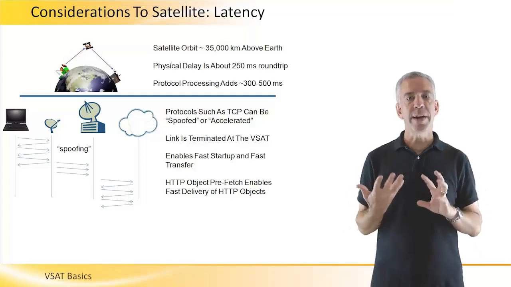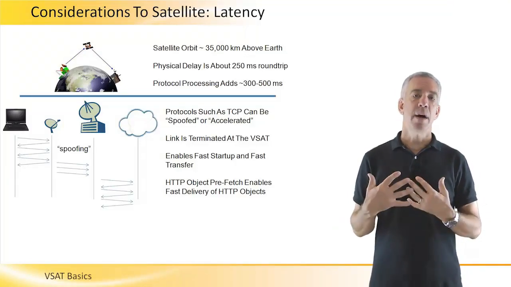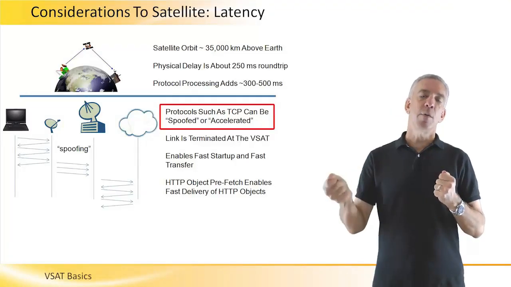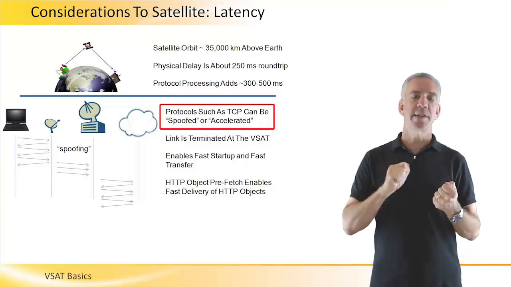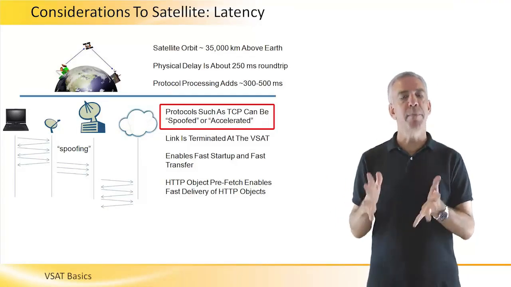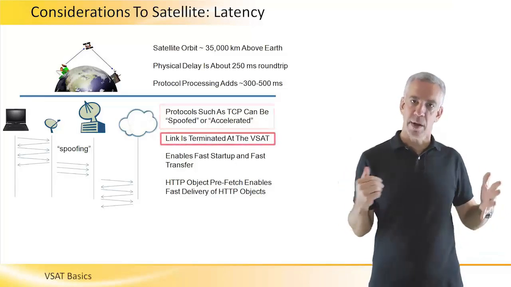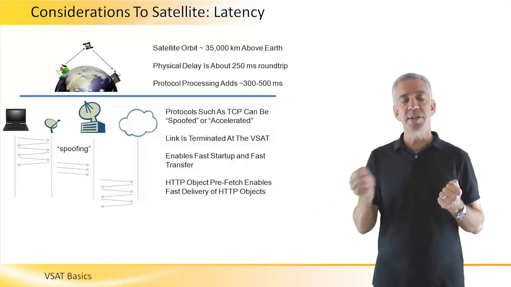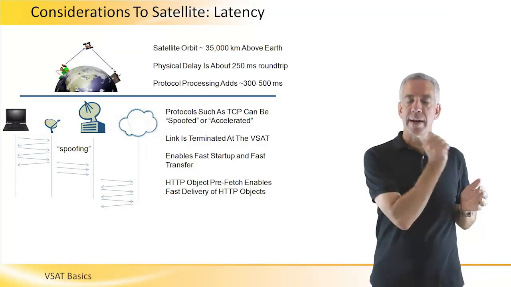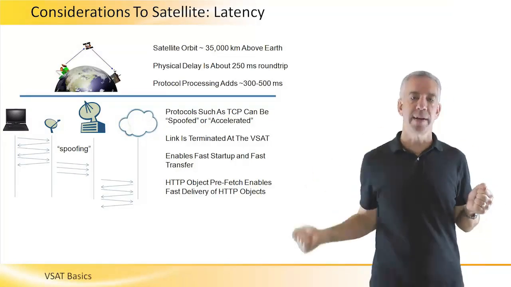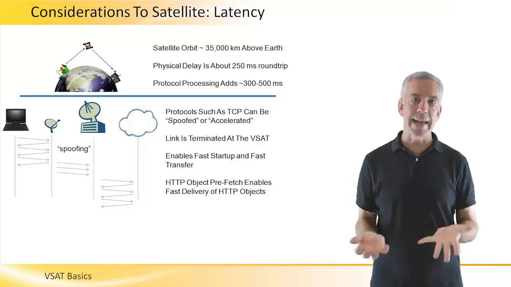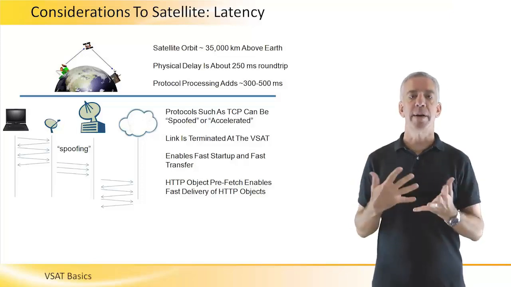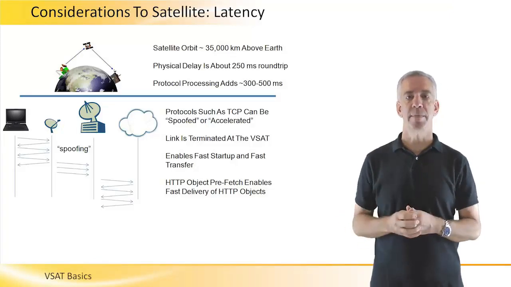And there are things that we can do to mitigate the latency. Things like TCP processing or spoofing, where instead of running TCP acknowledgements all the way across the satellite, we'll terminate the TCP protocol at each end, at the remote VSAT at one end and at the gateway station at the other end. This allows us to locally terminate and acknowledge the TCP protocol, and just pipeline data over the satellite, and thereby mitigate the latency. The net effect for the user is a better experience, whether it's surfing or transferring data.